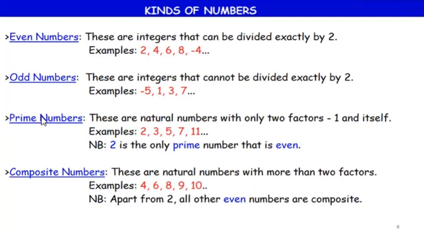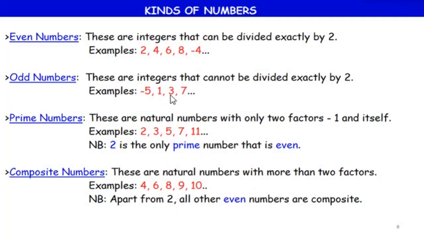Alright, let's move on to odd numbers. These are the opposite of even numbers. They are simply integers that cannot be divided exactly by 2. They usually leave a remainder of 1 when divided by 2. We have examples here: -5, 1, 3, and then +7.